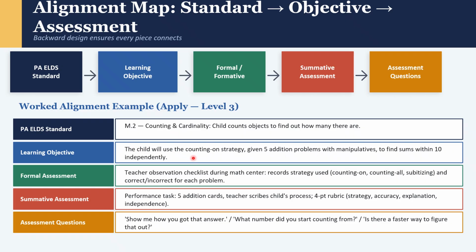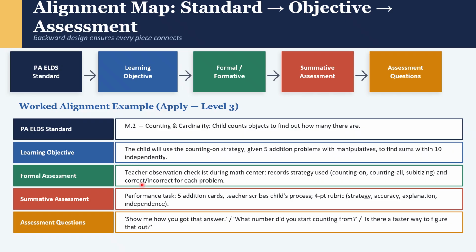So this is a very clear objective. I know the strategy they're going to use is counting on. I know they're going to be working on 5 addition problems and that they're going to have manipulatives to help them. And they're only going to be working up to sums of 10, and they're going to do this by themselves. So that is a very clear learning objective.